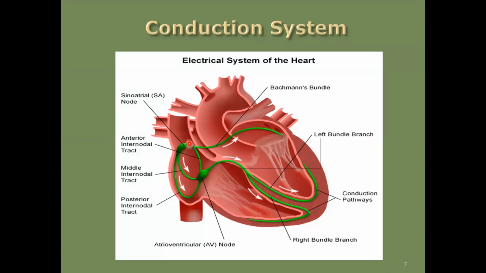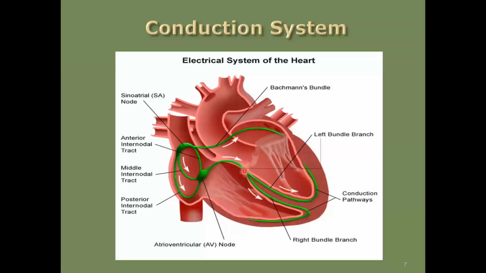But the impulse starts up here in the SA node. That's the primary pacemaker of the heart. And then from there, it sends the impulse over to the left atria so that we have atrial contraction on the right and the left side simultaneously. And then it sends the impulse down through these intranodal pathways to the AV node. And then the AV node gets the impulse, holds onto it, allows time for the atria to contract, and then sends the impulse down through the ventricles.